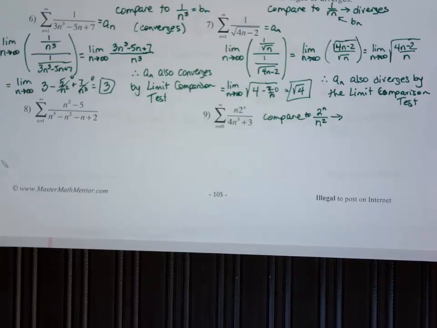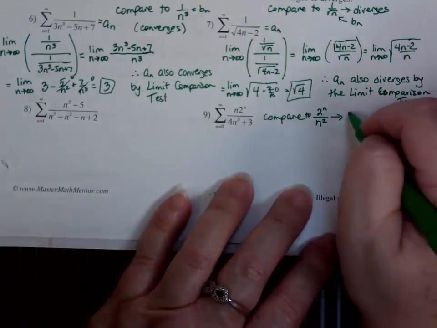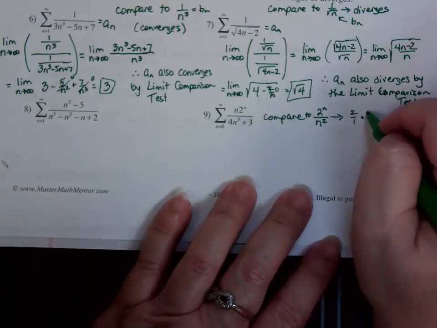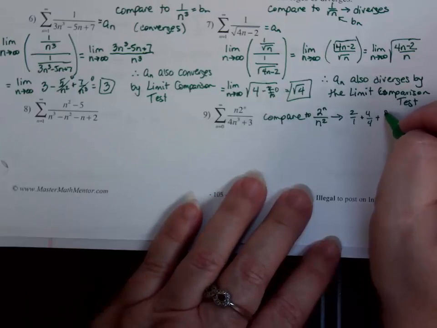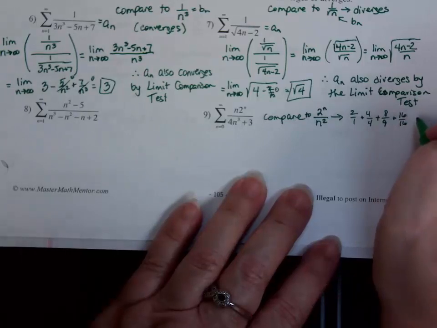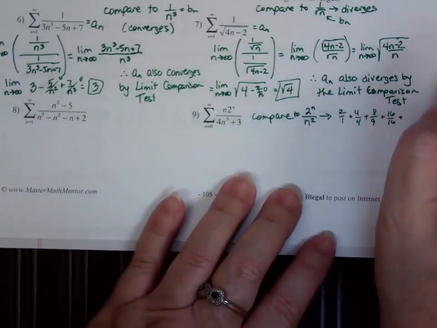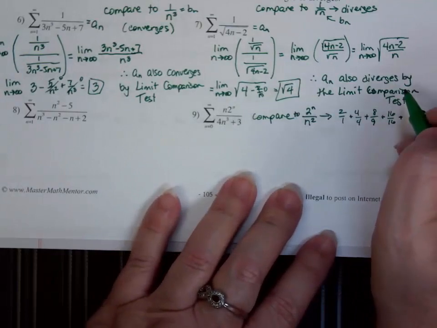Okay, let's write a few terms out to see. When you plug in a 1, you're going to get 2 over 1, right? When you plug in a 2, you're going to get 4 over 4. When you plug in a 3, you're going to get 8 over 9. And then 16 over 16. Now it's kind of hard to tell who's winning. It's not really oscillating. It's eventually going to start going in one direction. My question is, who's growing faster?